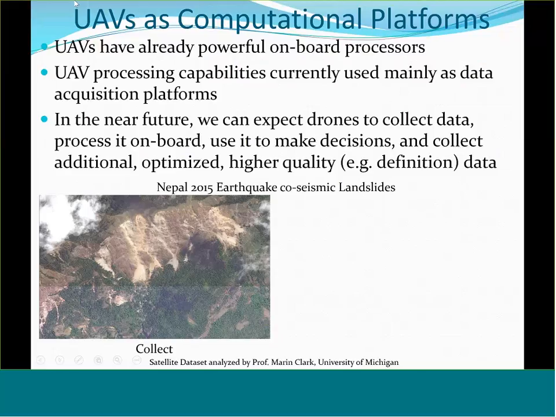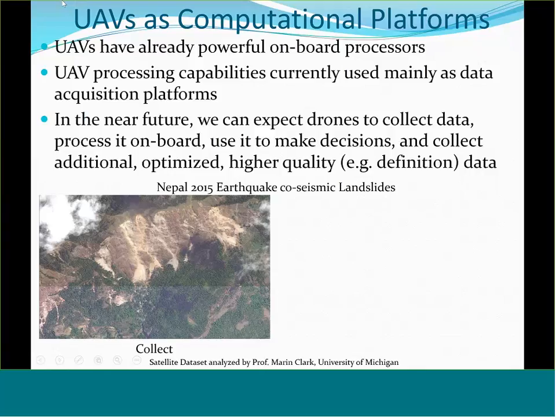Something else that I think is coming very soon, because other disciplines are working in that direction, is that UAVs have powerful onboard processors. Although right now we use them mostly for control of the drone and data acquisition, the processing capabilities of these drones are huge. In the near future we can expect drones not only to collect the data, but potentially process it on board, use it to make decisions, and collect additional higher quality data.